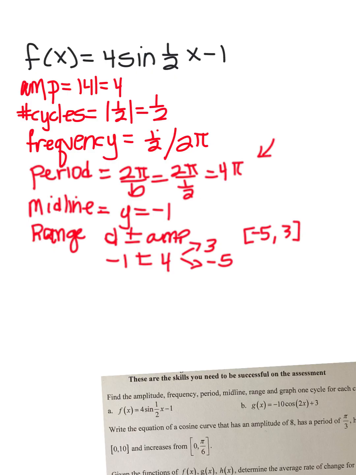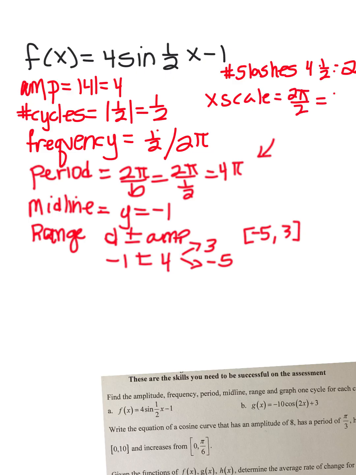All right, let's do the number of slashes. Is 4 times B, so it's 4 times 1/2, which is 2. And the x scale is 2 pi over the number of slashes, which is pi. All right, so now let's start graphing this.